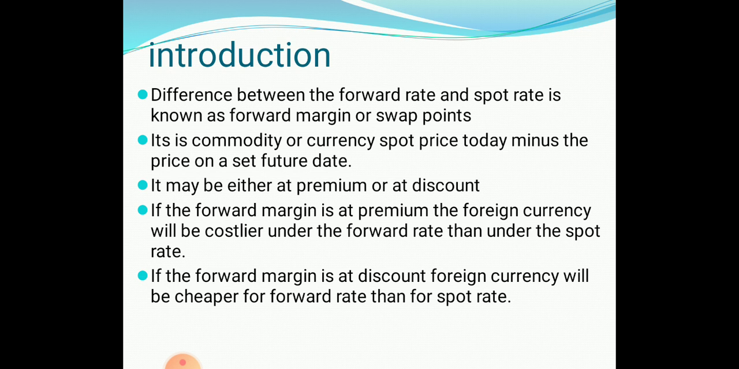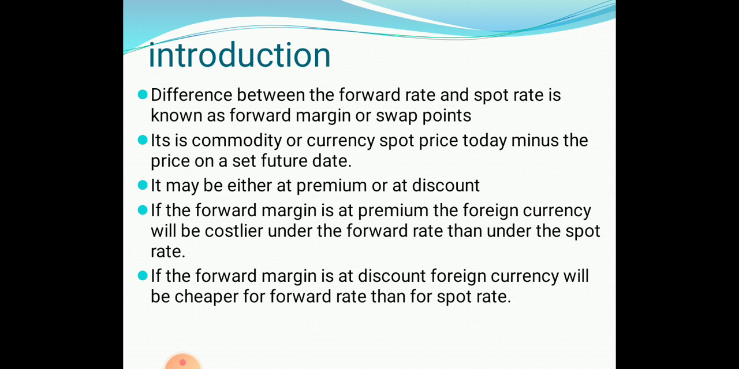If the forward margin is at premium, the foreign currency will be costlier under the forward rate than under the spot rate. If the forward margin is at discount, the foreign currency will be cheaper under the forward rate than under the spot rate. The formula for the forward margin is the commodity or currency spot price today minus the price on a set future date. So that's all about the introduction.